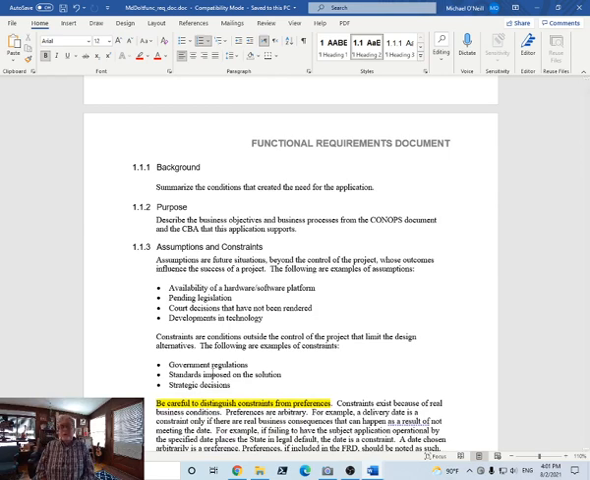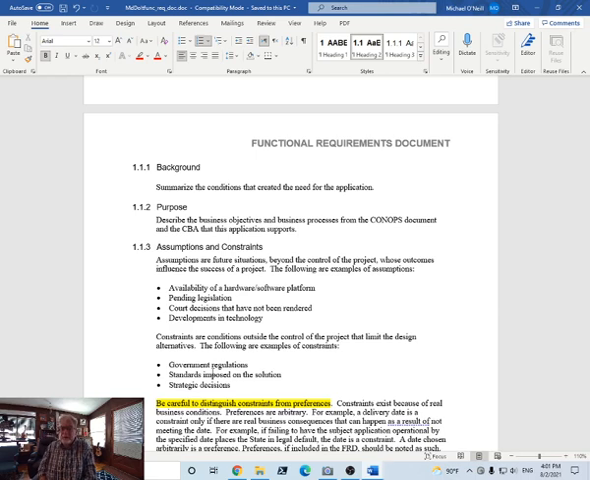Okay, you can make all sorts of assumptions. Assumptions should be reasonable and it should be necessary. And I'll provide a little bit of that when I show you my functional requirements document. Okay, a constraint is something that you can do or that you have to do or cannot do.